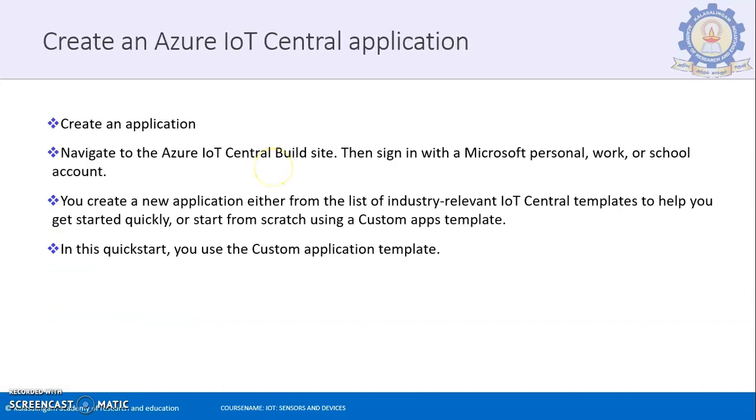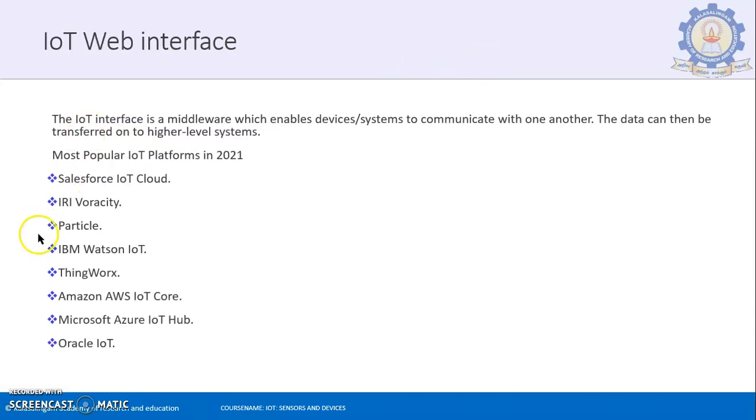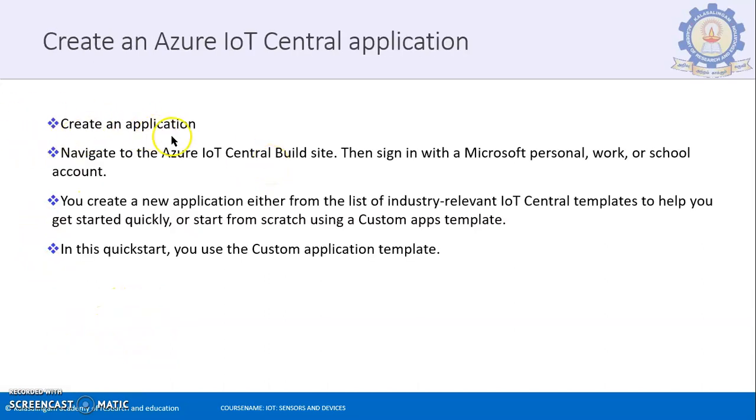Okay, so create an Azure IoT Central application. How will you create an Azure IoT Central application? As I told you in the previous slide, we will be looking into this Azure in detail. So how do you create an application? You navigate to the Azure IoT Central build site. That is the first step that you need to do. This is the website, Azure IoT Central build.